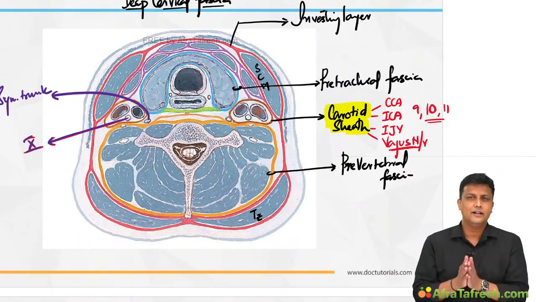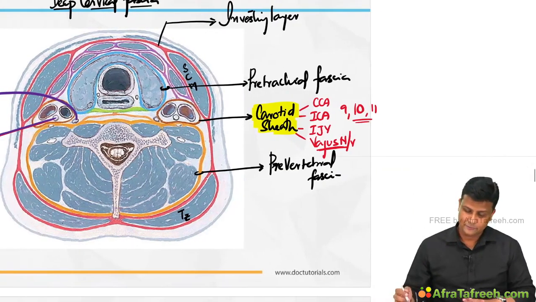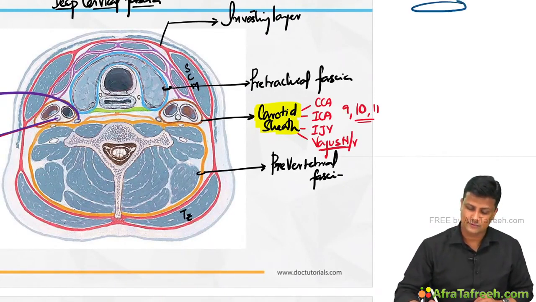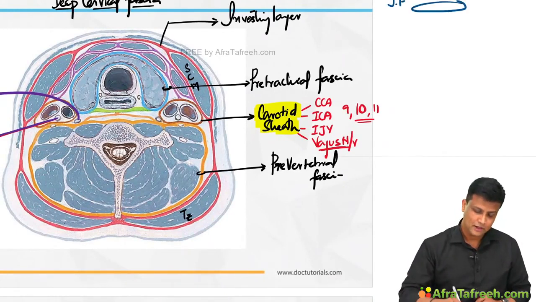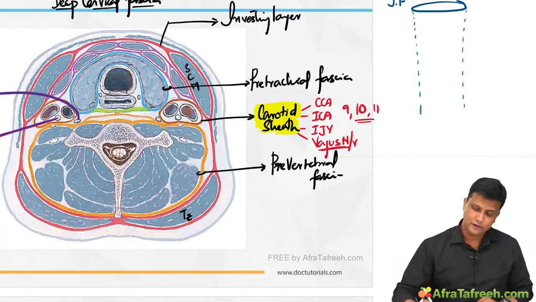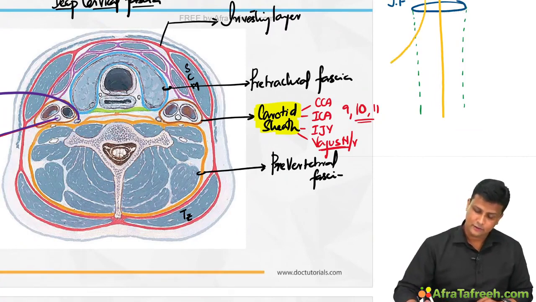And the moment I say jugular foramen, which nerves pass through it? 9, 10, 11. Just for the sake of imagination, take a schematic diagram of the jugular foramen, and from there our carotid sheath descends down. The nerves passing through the jugular foramen are the 9th, 10th and 11th. But out of these three, only the 10th nerve goes throughout the carotid sheath, whereas the 9th nerve enters the carotid sheath and exits out, and the 11th nerve will also exit out.